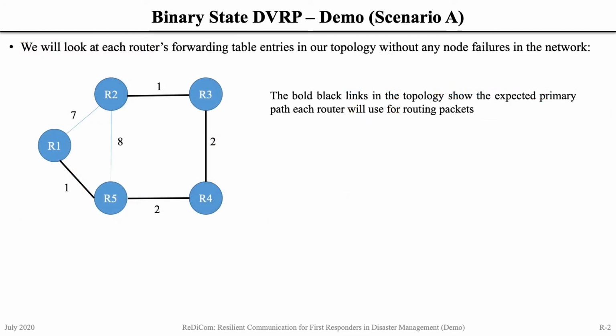In this scenario, we will initialize the following network topology comprising 5 routers. We will demonstrate that the routers can find the primary path highlighted by the bold black lines using the shortest path algorithm, and how that is reflected in the forwarding table entries at each router. Furthermore, all these entries will have an active state as there is no node failure in this network.